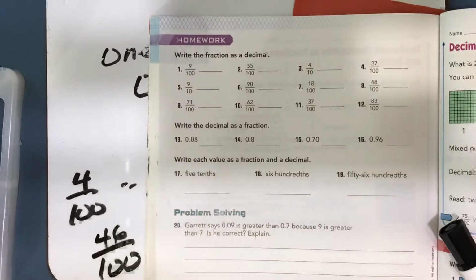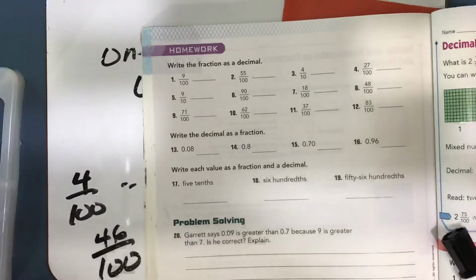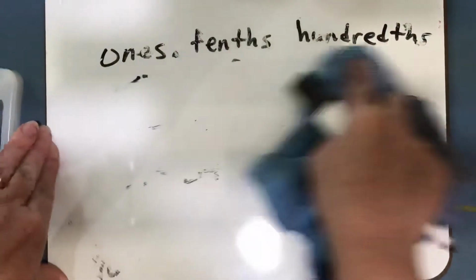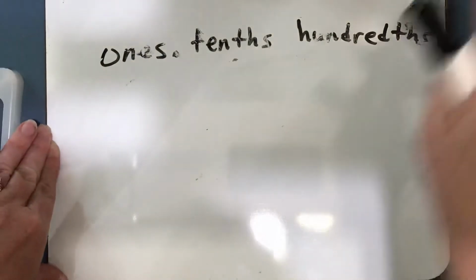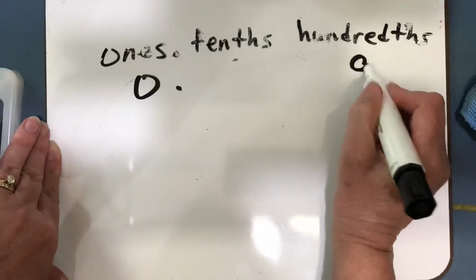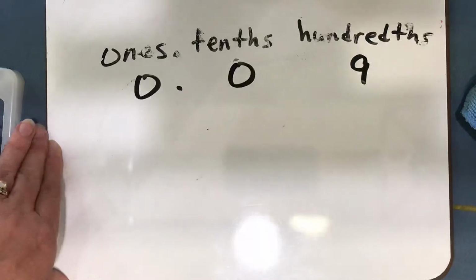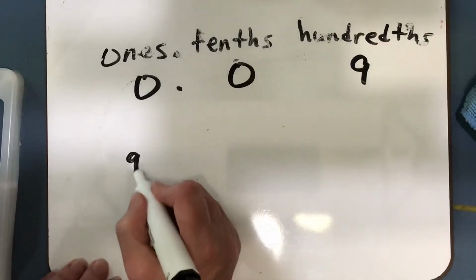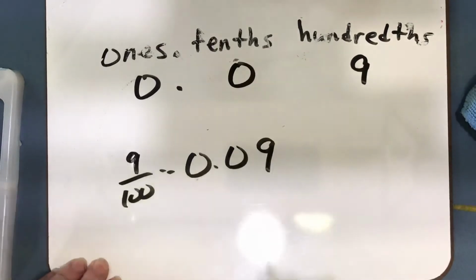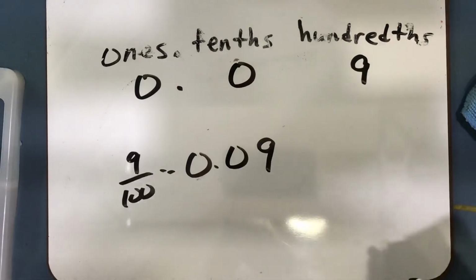So on 204, they give you a fraction, and you just have to write it as a decimal. So number 1 says 9 hundredths. So you're going to just put a 0 in the ones place, and then a 9 in the hundredths place. And then you have to put a 0 in the tenths place because you don't have any tenths. So 9 hundredths equals 9 hundredths. Those both are the same number.